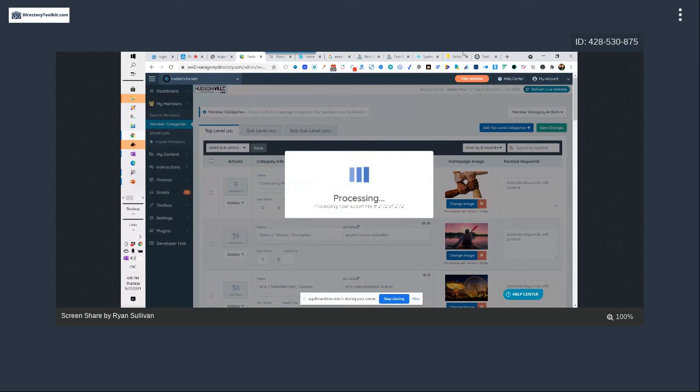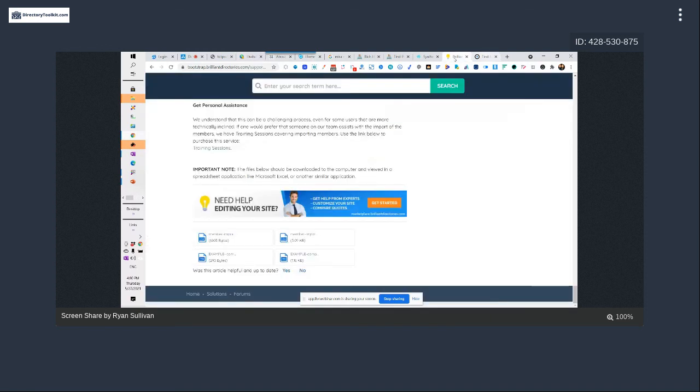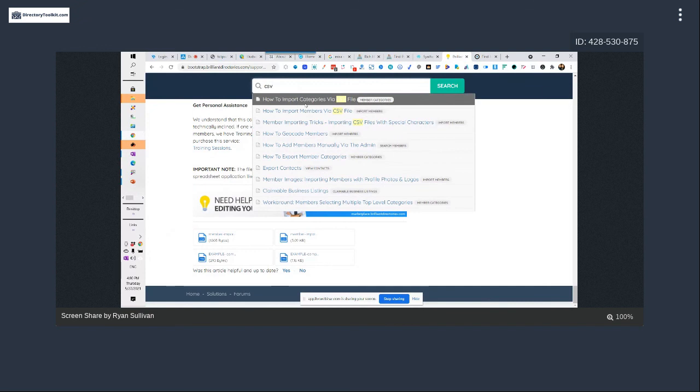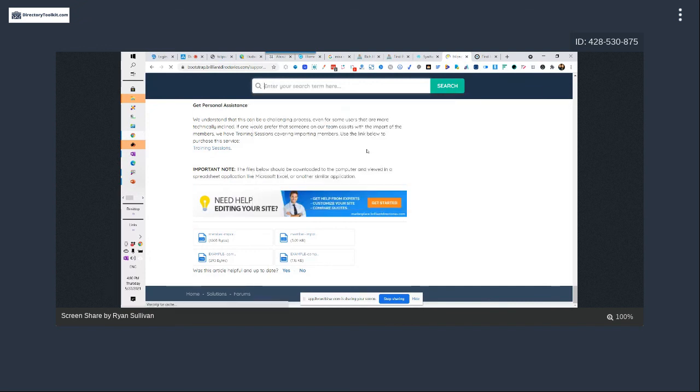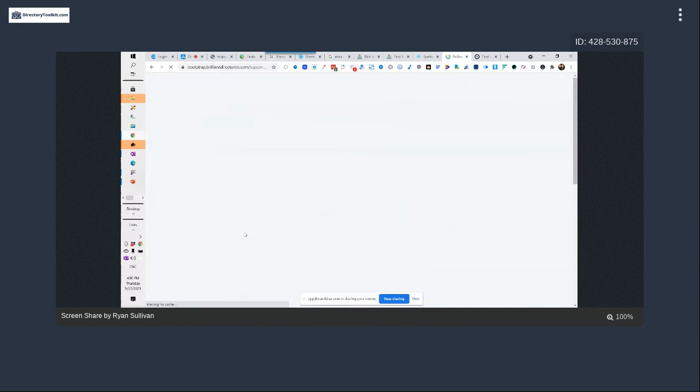Well, while it's doing that, I'll show you. It's also in here. It's maybe the quicker way to do it: how to import categories via CSV file, and there are demos in here as well for the CSV files that are not as large. So let me go download this one. Maybe a little bit easier. Or maybe not. There we go.